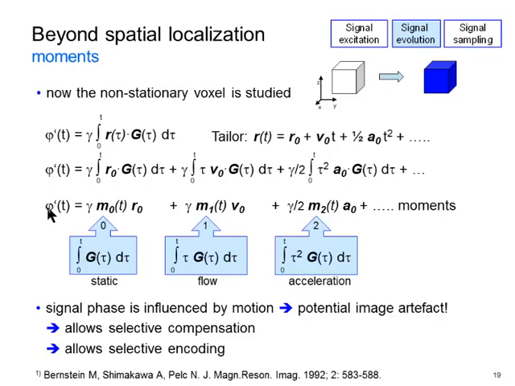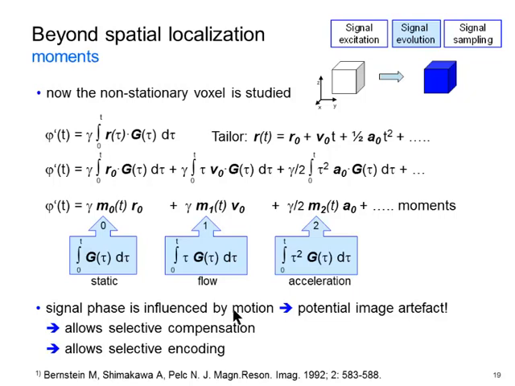formula. We see that the final gradient uptake is just the sum of the individual gradient moments, m0, m1, m2, multiplied by the corresponding coefficients. So this is a static gradient moment, which is a k-space coordinate. This is the first moment that describes the impact of flow, and this is the second moment, which is related to acceleration. To put it in a nutshell, we see immediately that the phase of a voxel is influenced by motion, and this results in a potential artifact.